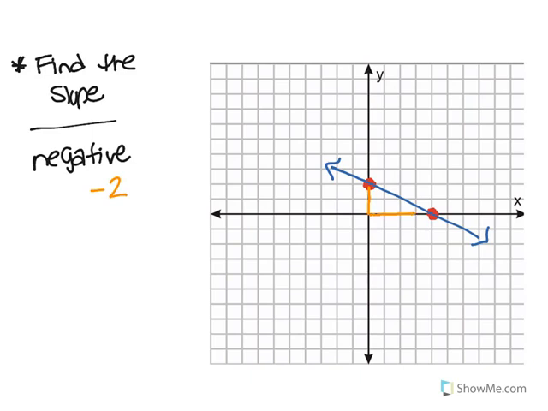1, 2, 3, 4. I went to the right 4. So that is going to reduce to -1/2. And that's what your slope is. Okay. So it's not anything hard. It just was worded differently.